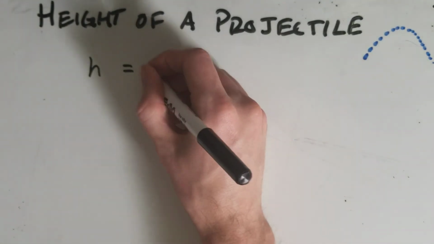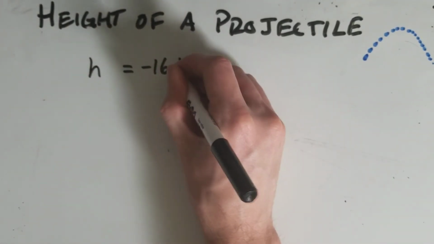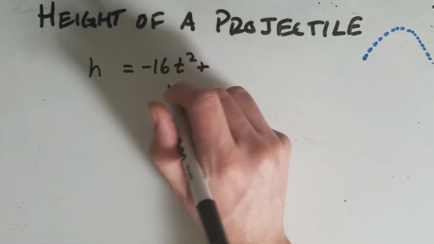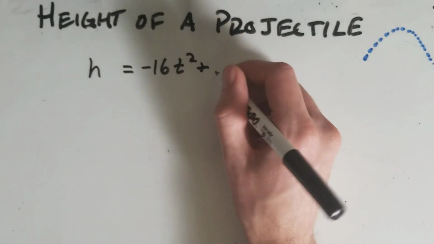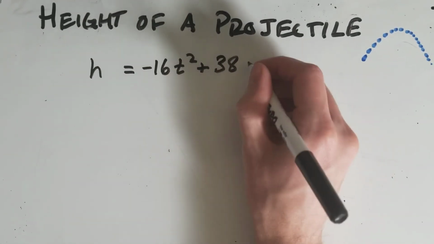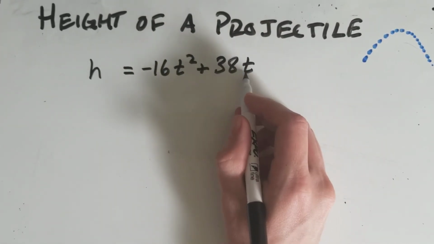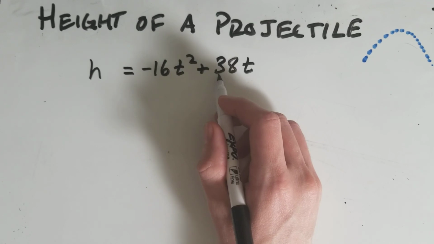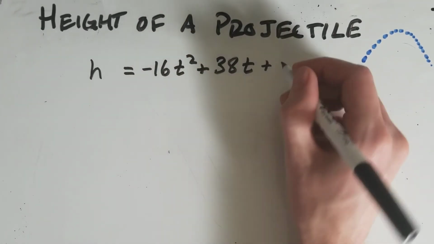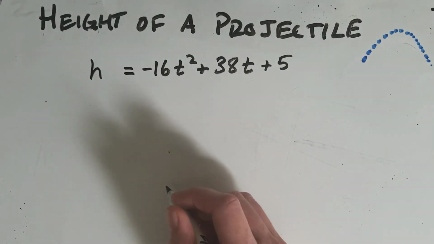And notice that we're in the units of feet, so we're going to have the negative 16t squared plus. We have an initial vertical velocity here of 38 feet per second, so that's that initial velocity. And we're going to multiply that by the time. And its initial height, meaning when it was thrown, is 5 feet. So we're going to have a plus 5 here at the end.